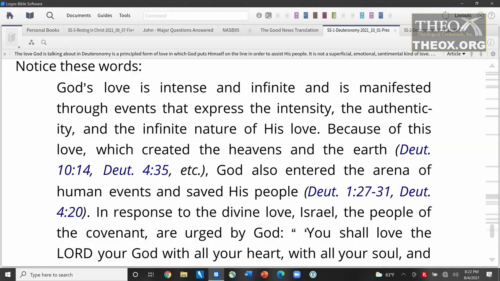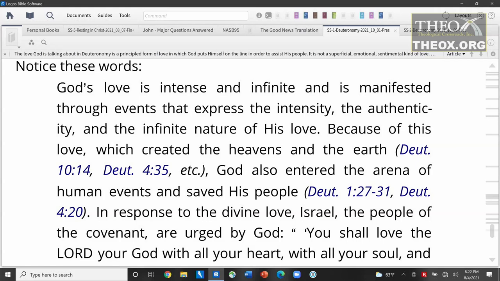The love God is talking about in Deuteronomy is a principled form of love. We talked about this earlier, in which God puts himself on the line in order to assist his people. It is not a superficially emotional, sentimental kind of love. Notice these words.